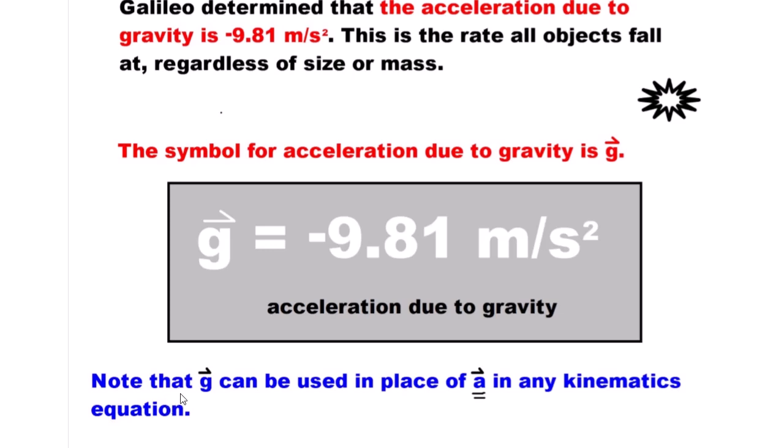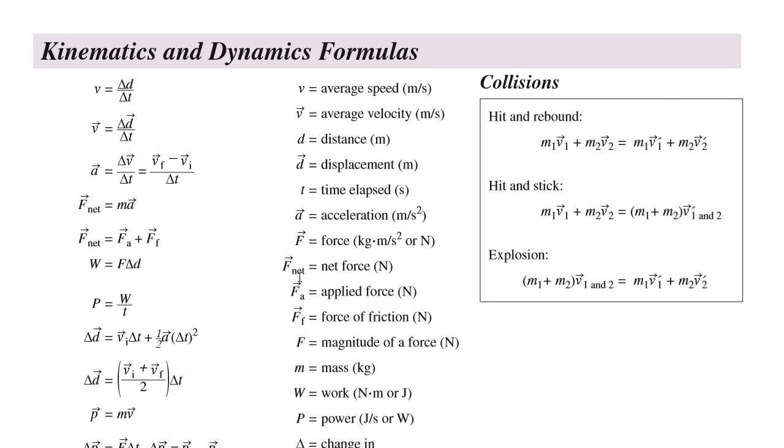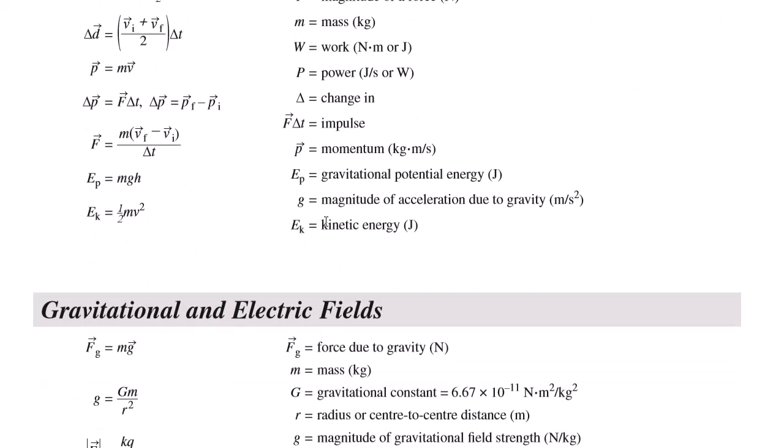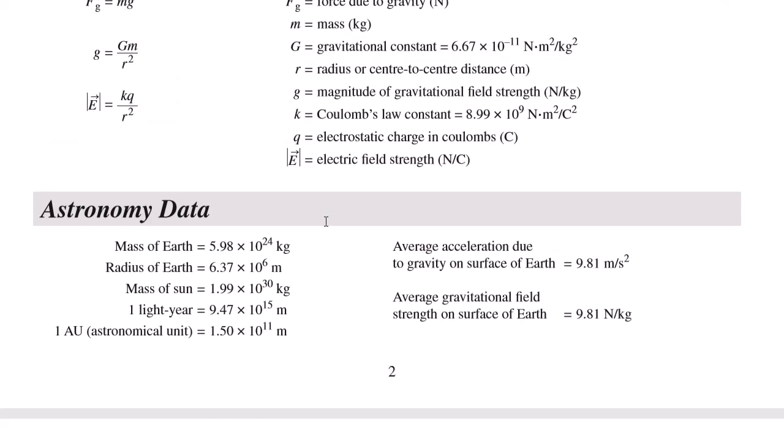And so when we're calculating acceleration due to gravity, we can use this value instead of the a that would normally stand for acceleration. If you're in your data booklet on the page with all of your physics formulas, and you look right down to the bottom, on page 2, you see average acceleration due to gravity on the surface of the Earth is 9.81 meters per second squared.